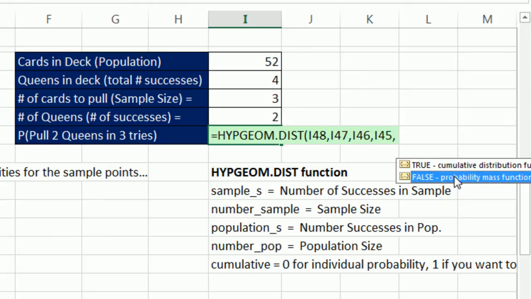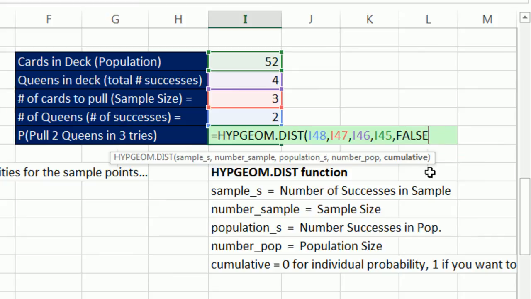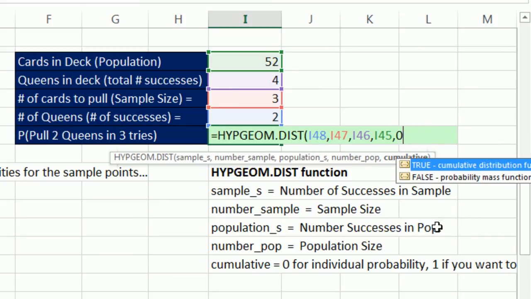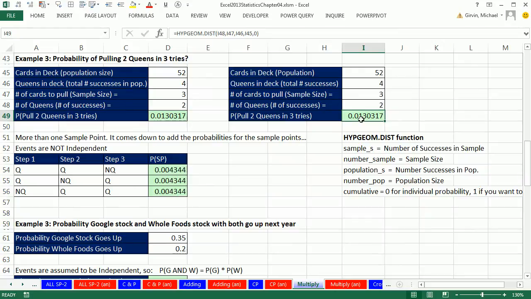The probability mass function for discrete distributions calculates the individual probability. So I'm going to use false or 0. Later, as we go through this class, we're going to see cumulative distribution and probability mass function for all sorts of distributions. You can use true or false or 1 or 0. I'm going to tend to use 0 and 1, but it's absolutely OK to simply double click and take that from the drop down. I'm going to put a 0 and enter. Wow, look at that. It calculated it perfect: the probability of pulling 2 queens in 3 tries.